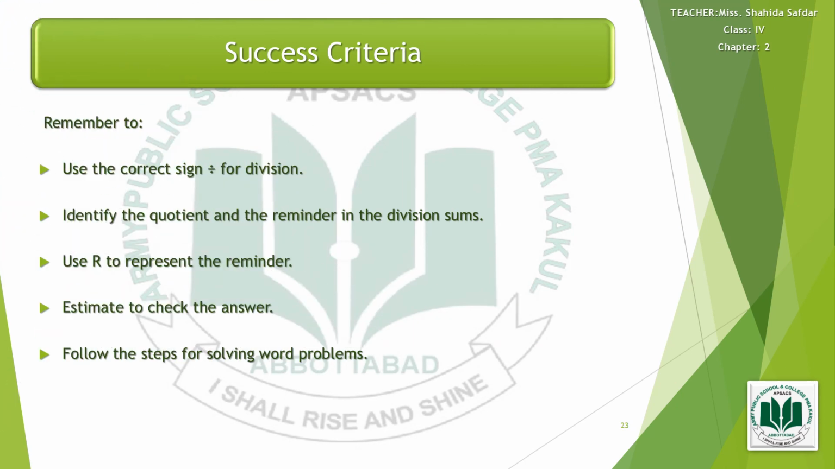Here is the success criteria. You have to remember these few points before solving your assignment. Use the correct sign, division for division. Identify the quotient and the remainder in the division sums. Use capital R to represent the remainder. Estimate to check the answer. Follow the steps for solving word problems.